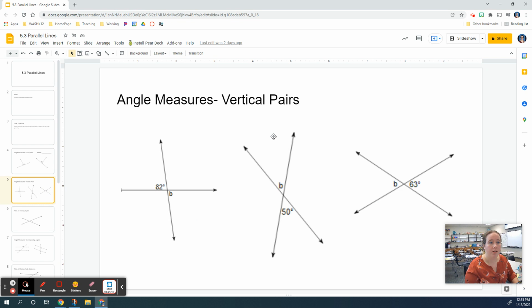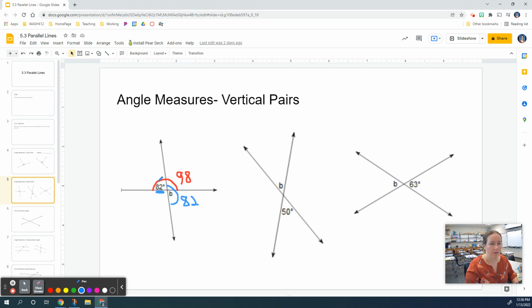Okay. Now we're going to talk about vertical pairs. So here I need to figure out what the measure of angle B right here is. Okay, so I know that 82 plus this part right here need to add up to 180. So when I do 180 minus 82, I get 98. Now I know that 98 degrees plus B will give me 180, and when I do 180 minus 98, that gives me my original number right here, 82.